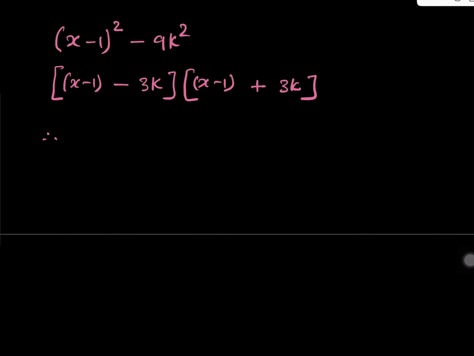Simple. Now check. You can remove the inner brackets nicely and simplify it. It's going to be (x minus 1 minus 3k) into (x minus 1 plus 3k), just like that. And this is how you're going to factorize this problem.